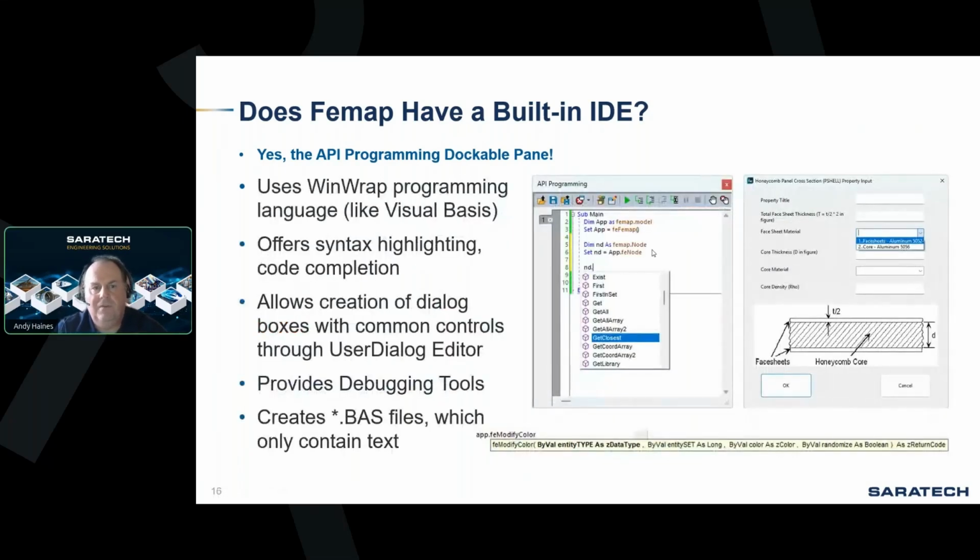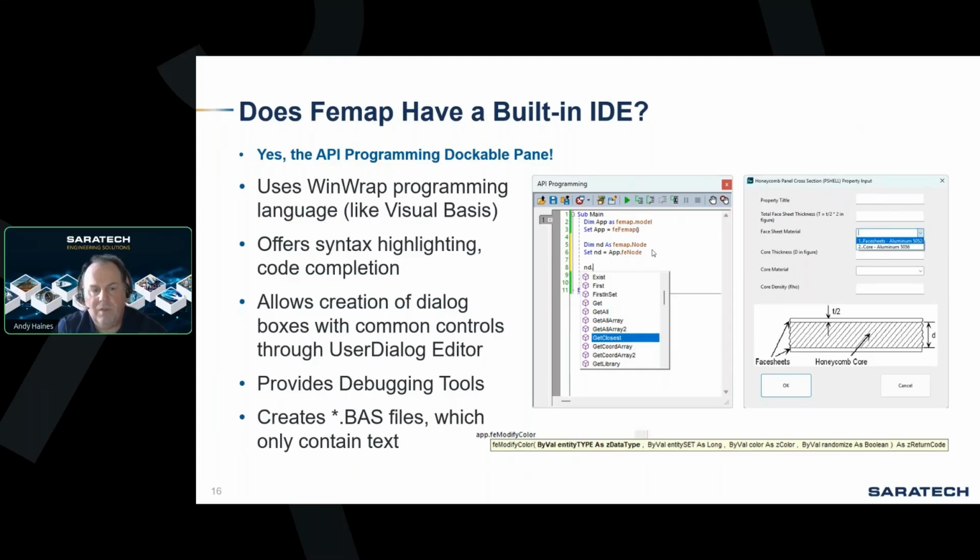So what does it offer? The one thing to know is it's not actually Visual Basic. It is, but it's very, very similar to Visual Basic. And it's actually a programming language called WinWrap. So when you're in the API programming dockable pane, you get syntax highlighting, code completion. If you want to create some dialog boxes with common controls, you can do that through the user dialog editor. And that dialog box shown on the right was one that was created completely within the API programming window.